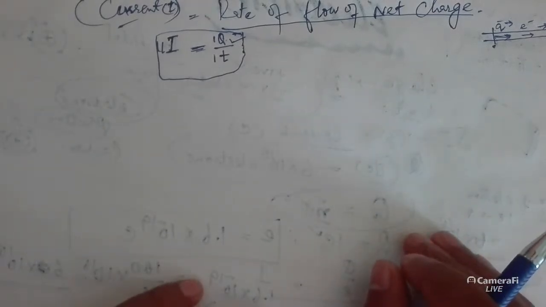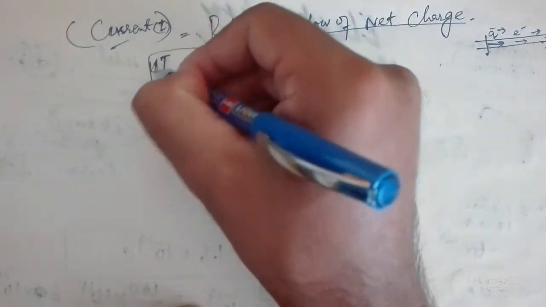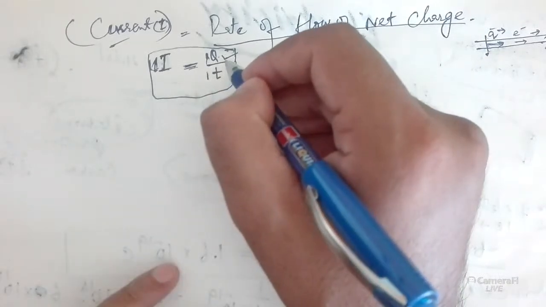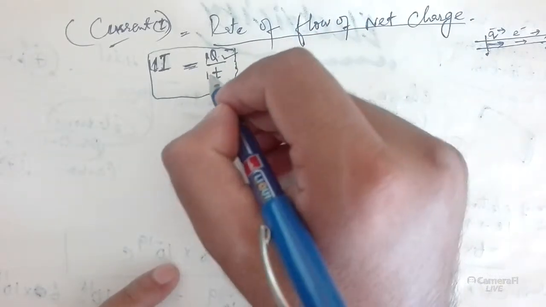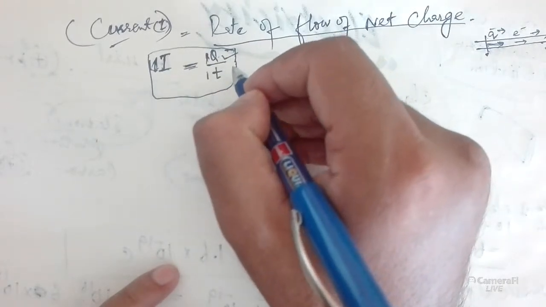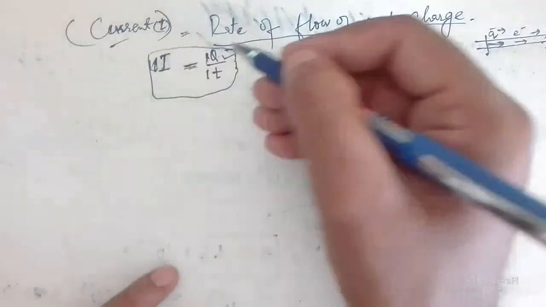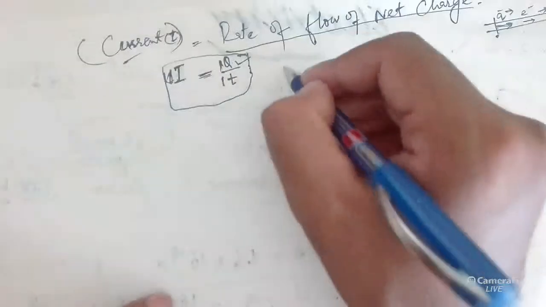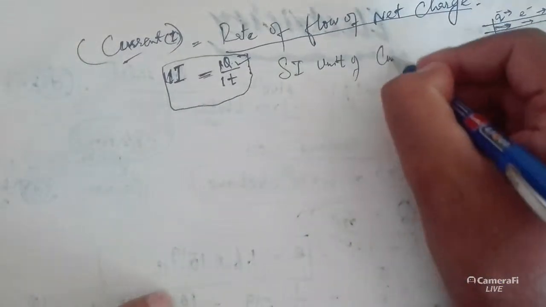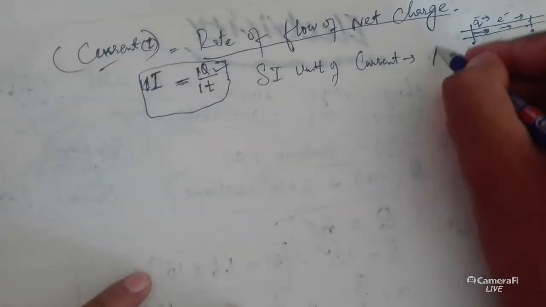Okay, so now, if I want to know 1 unit of current, what does it mean? 1 unit of current is defined as the amount of charge flowing through a unit cross section in 1 second. Here we are taking everything as 1. The SI unit of current is ampere.